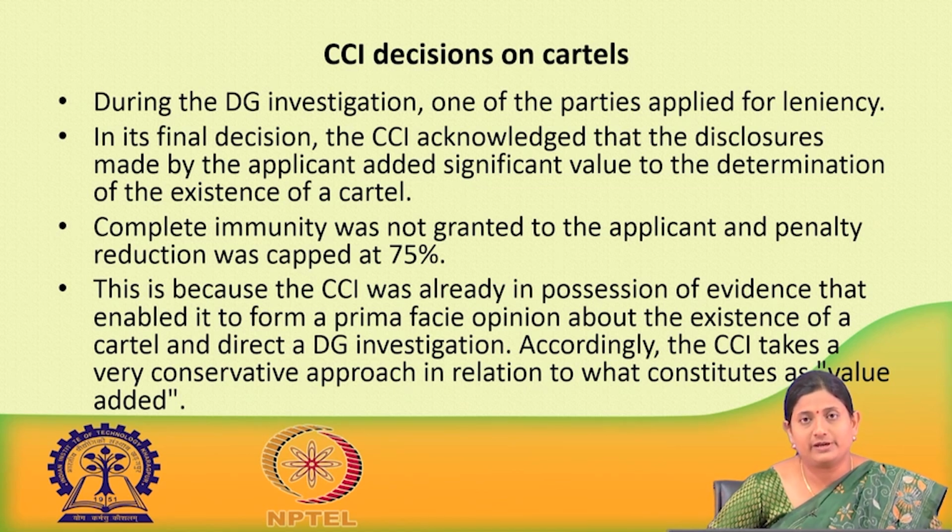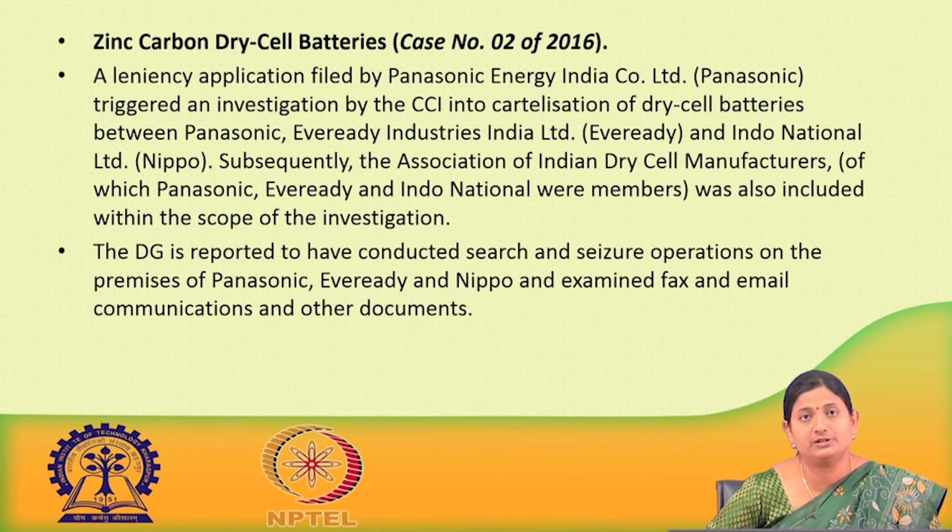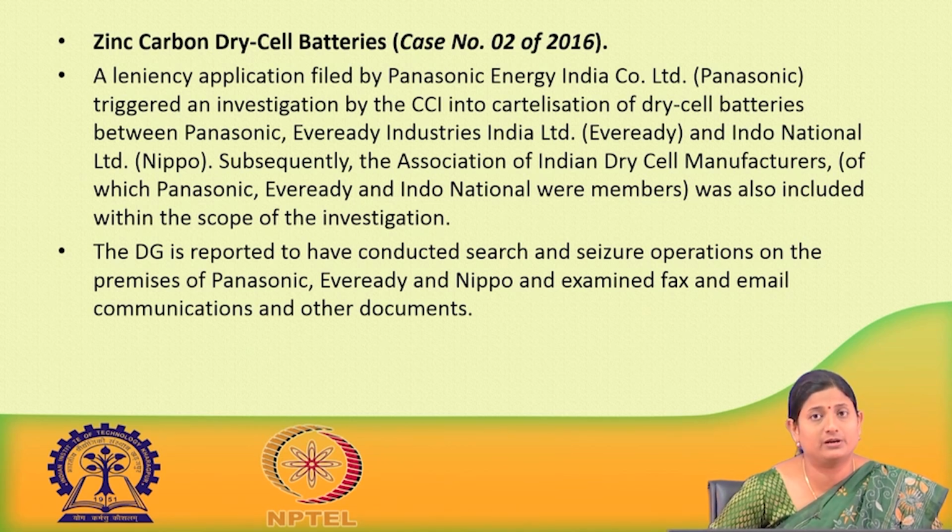So, this is the first case where leniency provisions were adopted. The second case was the zinc carbon dry cell battery case of 2016. Here the leniency application was filed by the battery company Panasonic Energy India Limited, where it gave the CCI information on the cartelization of dry cell batteries between Panasonic, the Eveready Industries or Eveready Batteries company, and the Indo National or Nippo companies. Subsequently the association of the dry cell manufacturers, where these 3 companies are members, was also included within the scope of the investigation.